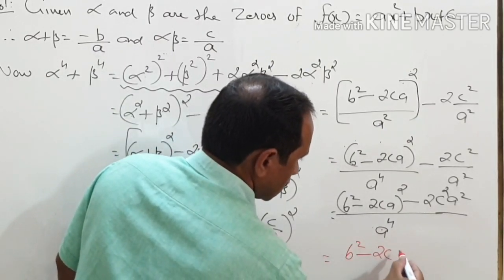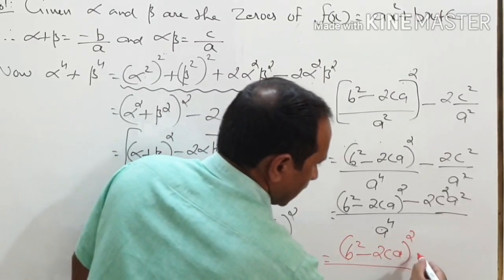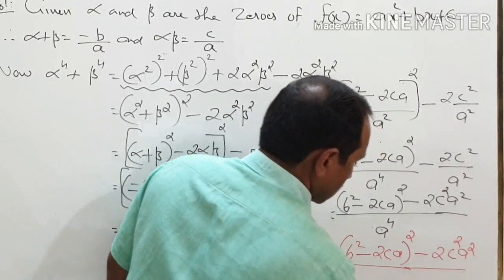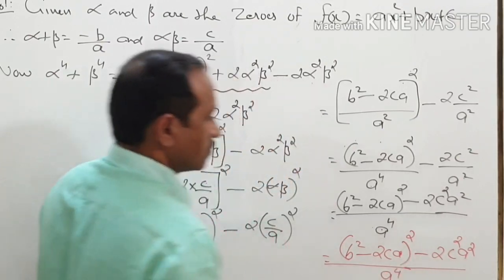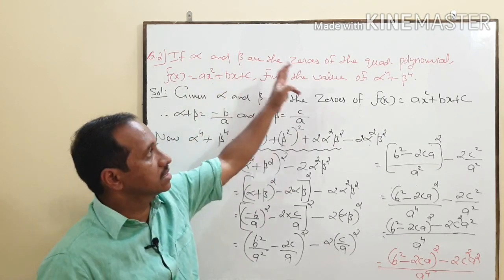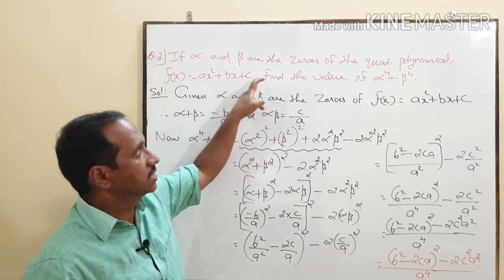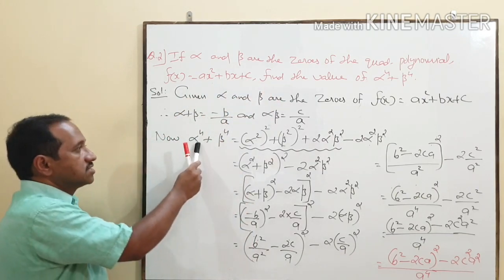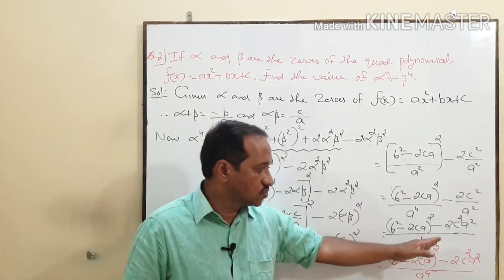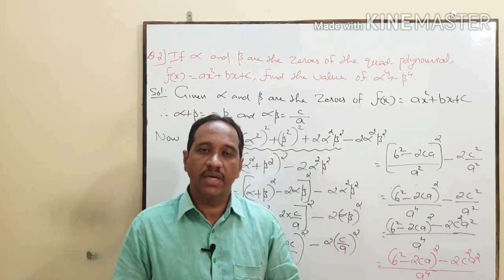(b square minus 2ca) the whole square minus 2c square a square, whole divided by a raised to 4. That is, if alpha and beta are the zeros of the quadratic polynomial ax square plus bx plus c, then the value of alpha raised to 4 plus beta raised to 4 is equal to (b square minus 2ca) the whole square minus 2c square a square, whole divided by a raised to 4.